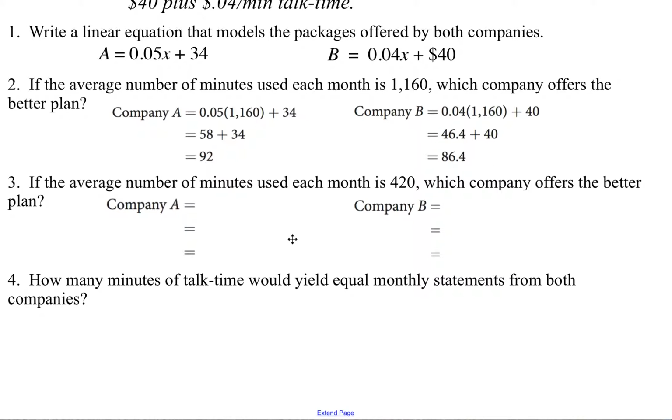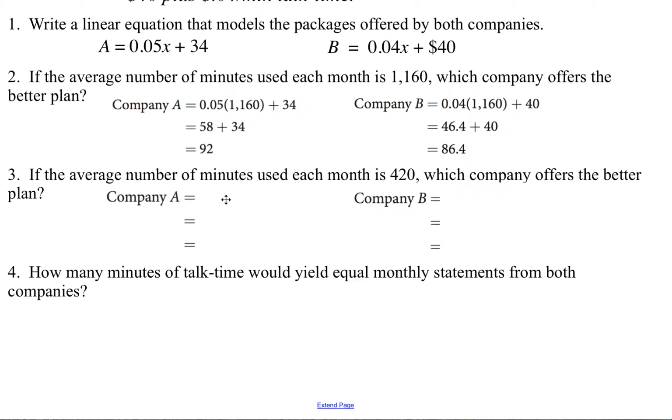Part 3, if the average number of minutes is 420, which company offers the better deal? Same kind of thing. We're going to just use exactly what we did in number 2 here, but we're going to substitute in 420. So using 420 in for x, we get $55. Using 420 for x for company B, we get $56.80. So this time, company A is a better deal. It's a little bit less money.